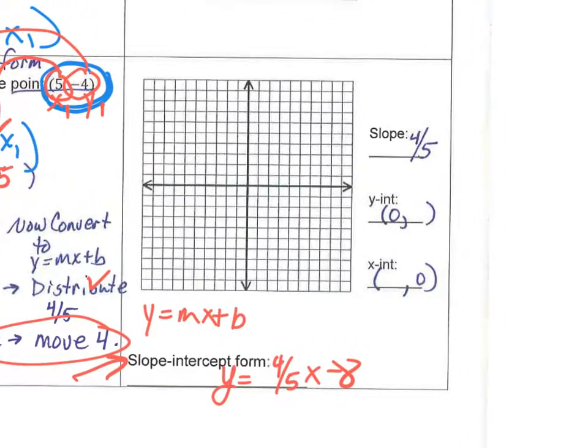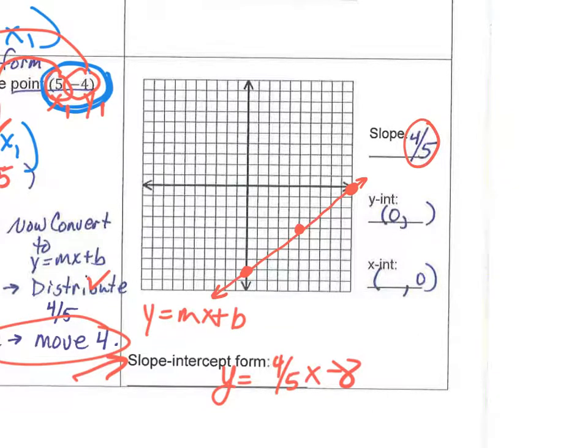Now I'm going to graph it. 1, 2, 3, 1, 2, 3, 4, 5, 6, 7, 8. I drew my point, my b at negative 8, and then I'm going to go up 4, 1, 2, 3, 4, over 5, 1, 2, 3, 4, 5. And then up 4, over 5. Now again, you need to draw your line all the way to the edge of the graph. Make sure that it's clearly marked. Our slope is 4/5. That was easy.